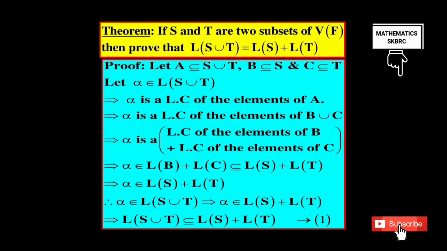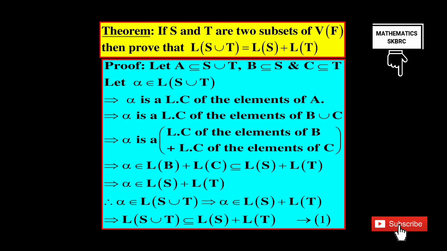If S and T are two subsets of a vector space V(F), then prove that L(S union T) is equal to L(S) plus L(T). Suppose A is a subset of S union T, B is a subset of S and C is a subset of T. We prove that L(S union T) is equal to L(S) plus L(T). Let alpha belong to L(S union T). By definition of a linear span of a set, L(S) is the set of all possible linear combinations of the finite subsets of elements of S. Here A is a subset of S union T, that gives alpha is a linear combination of the elements of A.